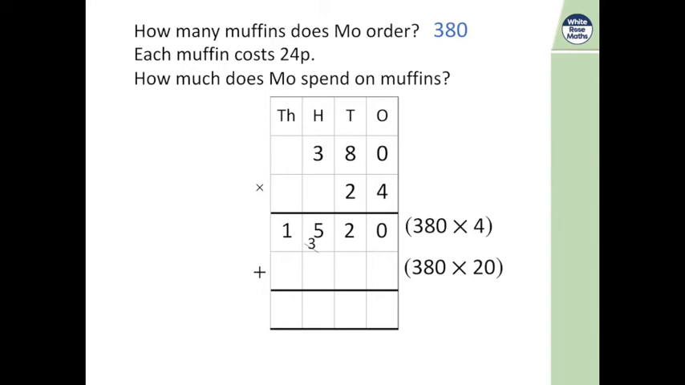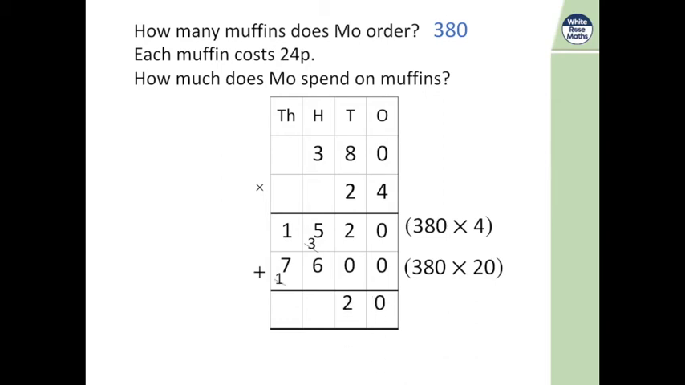Next step. We're going to now multiply 380 by 20. Firstly, place a 0 down. Then, 2 times 0 is 0. Remember, when you multiply a number by 0, the answer will be 0. 2 times 8 is 16. And finally, 2 times 3 is 6, plus 1 is 7.